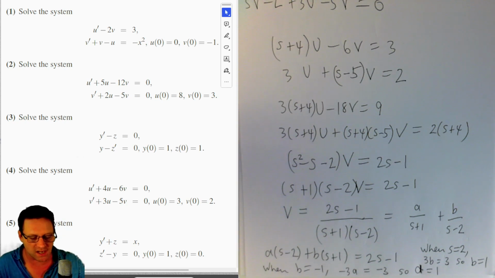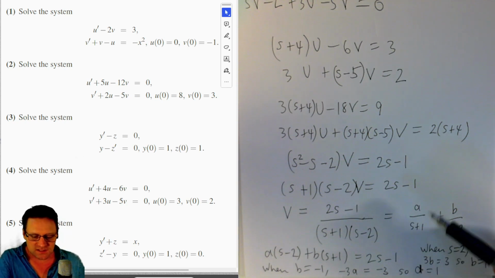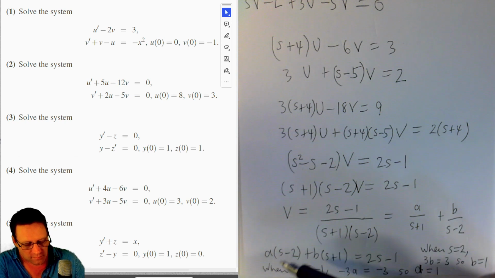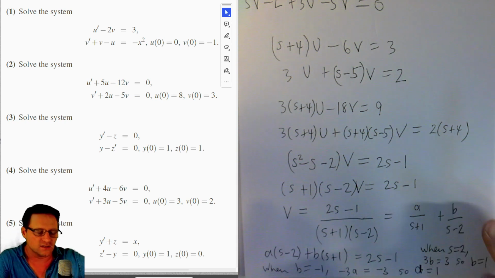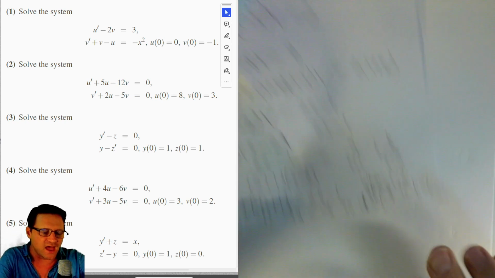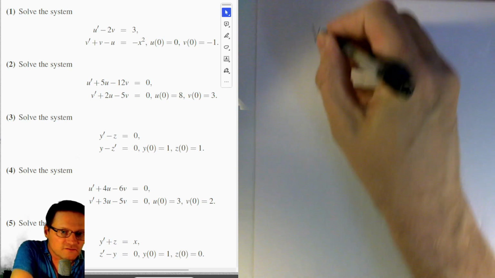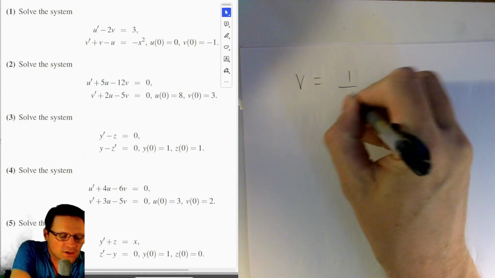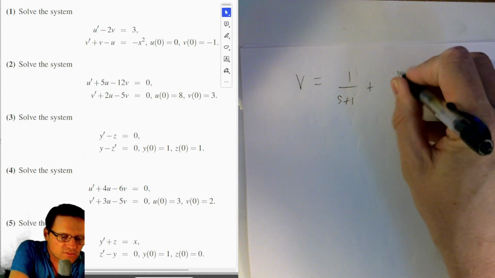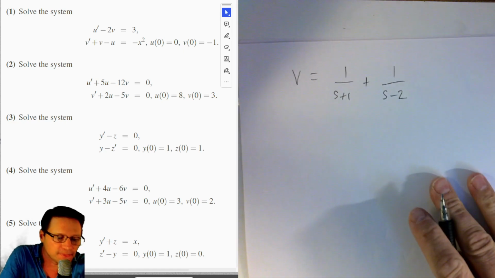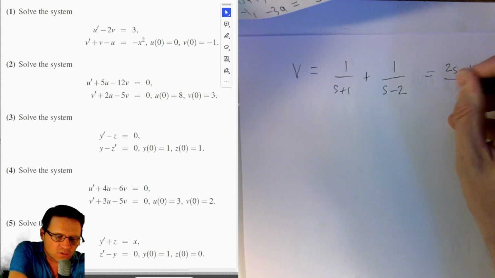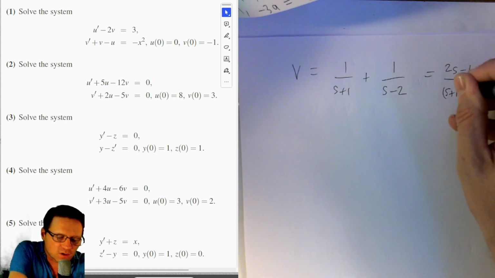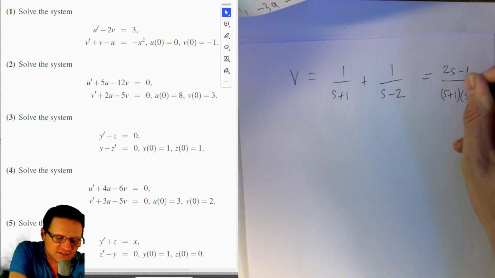Okay, B is equal to 1 and A is equal to 1. So does this check out? S minus 2 plus S plus 1 is 2S minus 1. Okay, good. So then this says that V is equal to 1 over S plus 1 plus 1 over S minus 2. And we already know that this is 2S minus 1 over S plus 1, S minus 2.